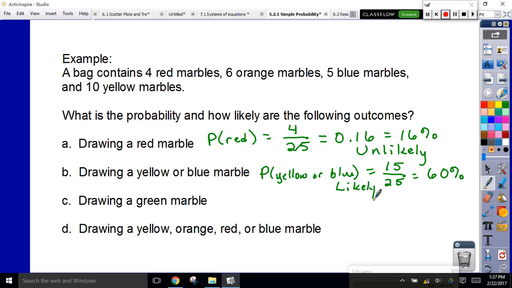Now we need to know the probability of drawing a green marble. Johnny, what are the chances that you're going to draw a green marble? Unlikely because it's not even in the problem. It's more than unlikely though. It's not possible. It's impossible. Good. There are no green marbles. So the probability of drawing green is 0 out of 25, which is 0. So it is impossible.